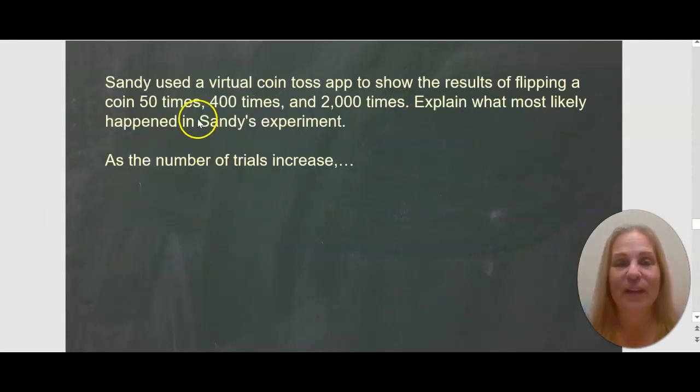All right, now we have a virtual coin toss app, and we're looking at the results of flipping a coin 50 times, 400 times, 2,000 times, and we're going to explain what most likely happened in Sandy's experiment. So as the number of trials increases, we're going to look at what happens to the probability. So I'm going to take you to a website. It's called FlipSimu. It's a coin flip simulator. Let me just open that up.